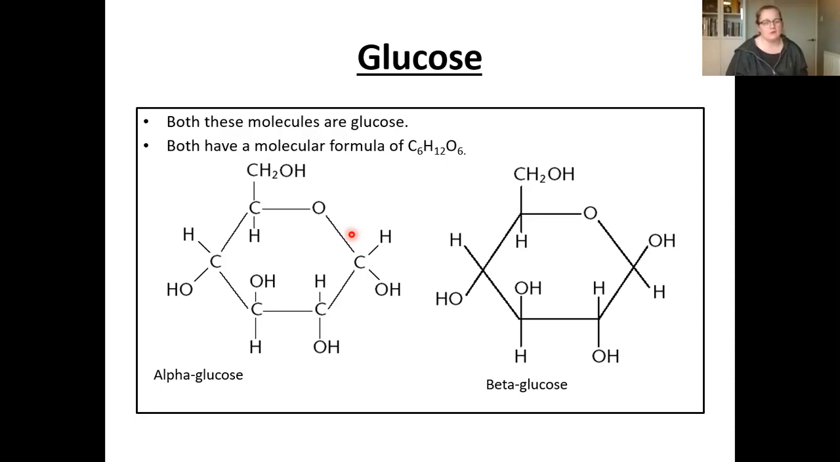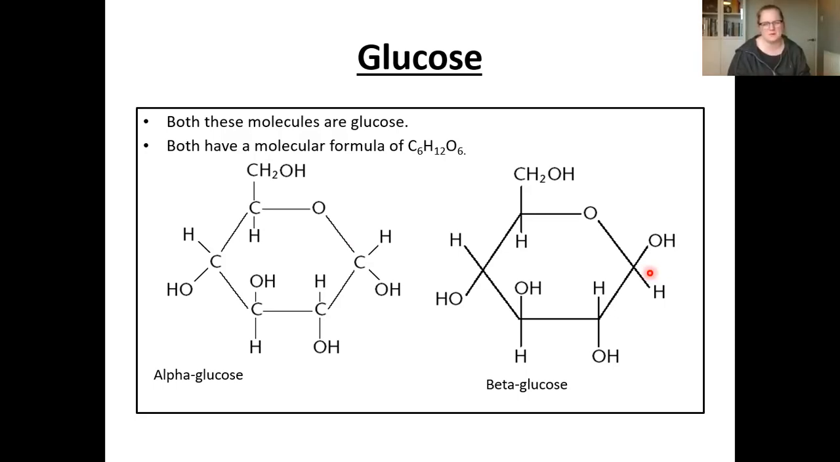Some people go, okay, A comes first in the alphabet and H comes first in the alphabet before O. So alpha glucose has H at the top. Beta glucose, B comes second, and that has H at the bottom. I'm not saying that's a fantastic way of remembering it. Lots of people just learn it off by heart, but people do have different ways of remembering it.